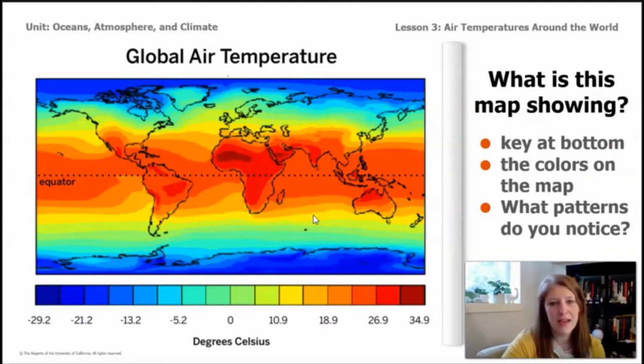And I noticed that along the equator, the colors here are oranges and reds, which correspond with the degrees Celsius that are hotter. And then down below, and also at the top, I see a lot of blue, which tells me that those temperatures are quite cold. And that is really cold. Look at that color there. It looks like it's negative 20 degrees.